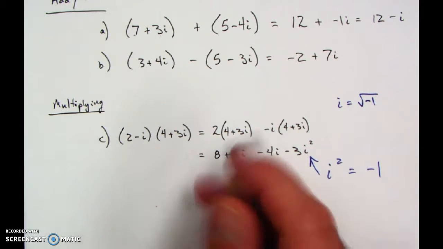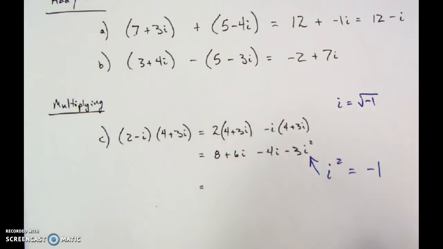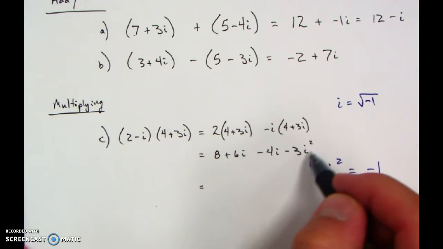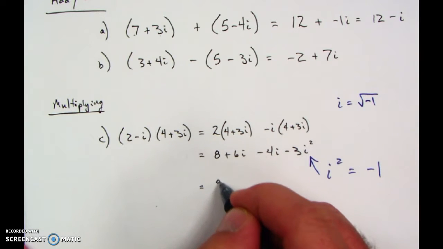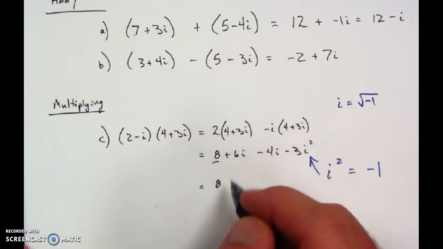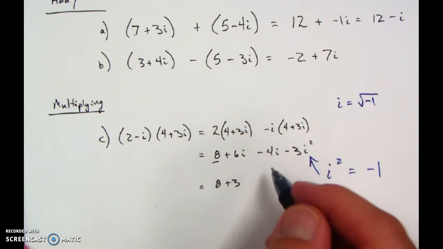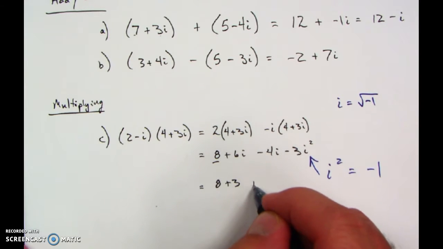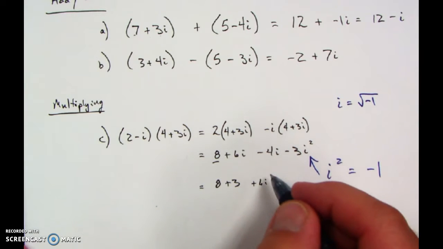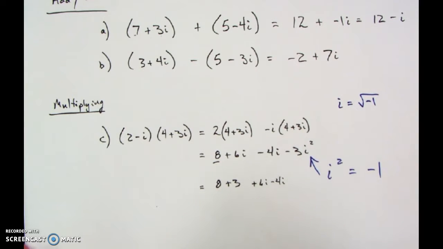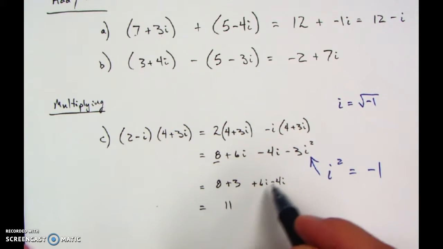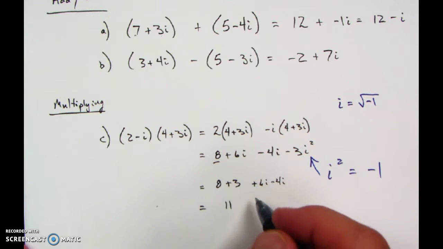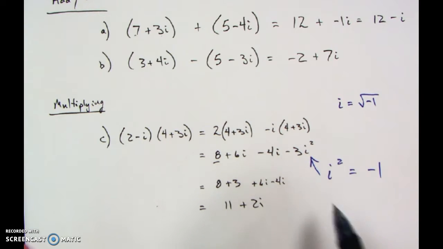And then I'm combining my real parts again. And so now this negative 3i squared, that's negative 3 times negative 1, that becomes plus 3. So now I have my 8 from here and then a plus 3 here. And then I have my imaginary parts. That would be the plus 6i and the minus 4i. So now I'm basically combining like terms. I have 8 plus 3, that's 11. And then the plus 6i minus 4i goes to plus 2i.